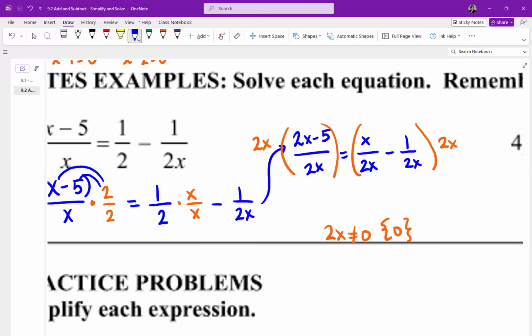So now what I'm solving is 2x minus 5 is equal to x minus 1. And I solve that two-step equation for x. I put the x's on one side and the numbers on the other side, and I get x is equal to 4, right?